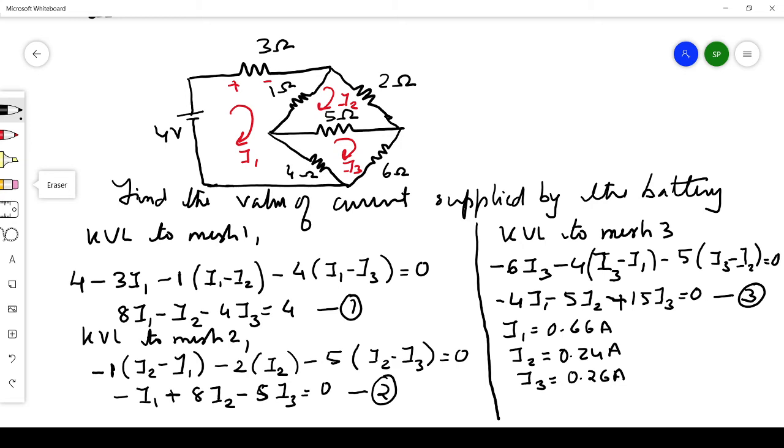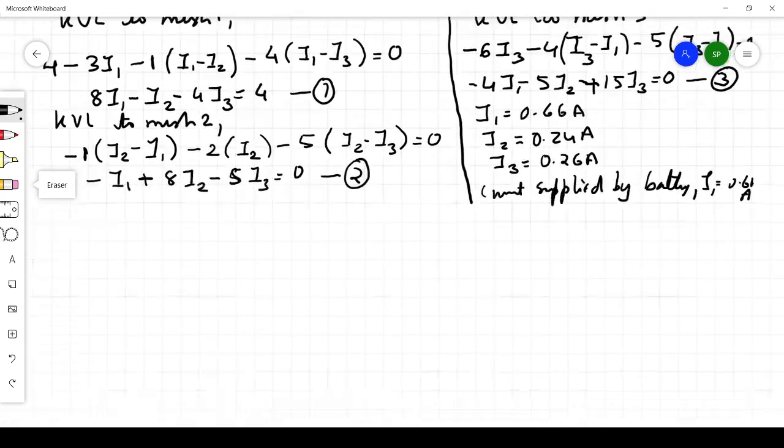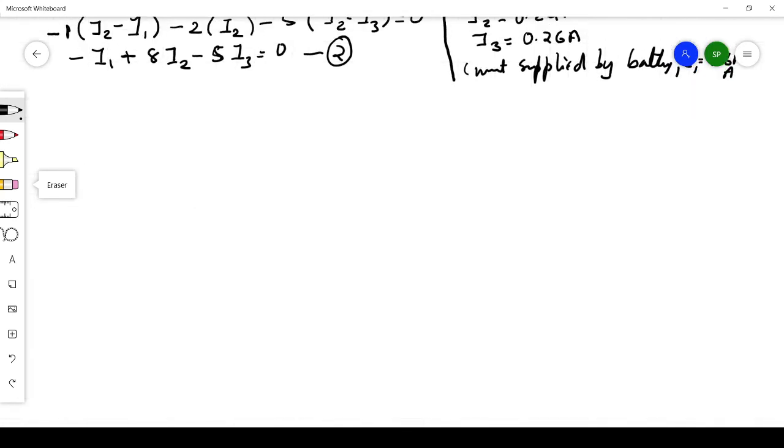Now what is asked in the question? Find the value of current supplied by the battery. You can see the battery is here, 4 volts. Which is the current supplied by this battery? We can see that it is I1. So the current supplied by the battery is I1, that is equal to 0.66 amperes. Okay, so this is the answer for that one. We will solve one more problem for this mesh analysis.